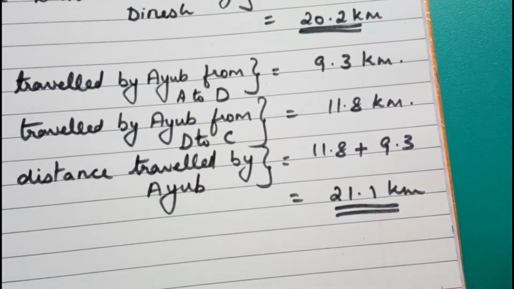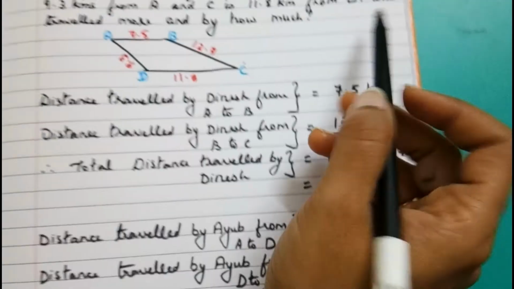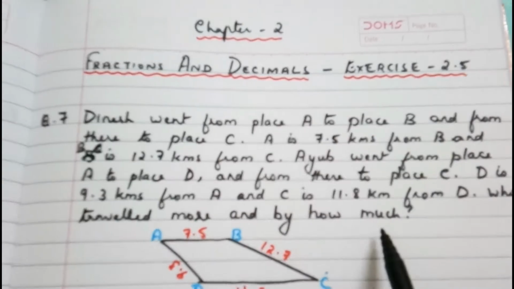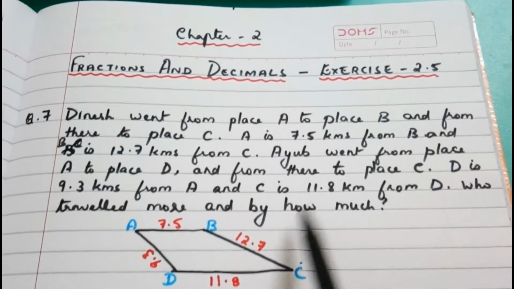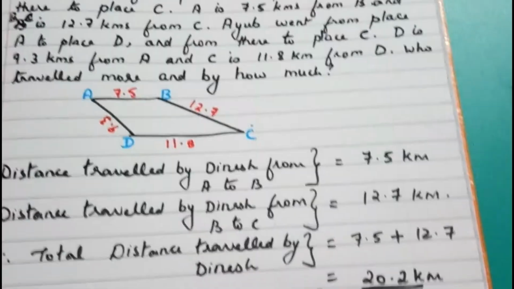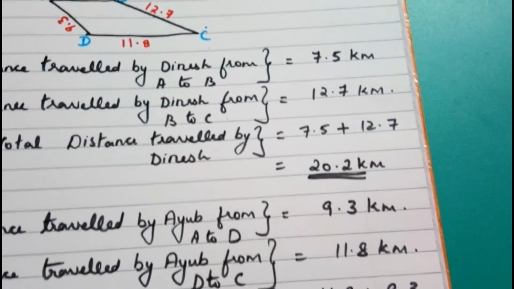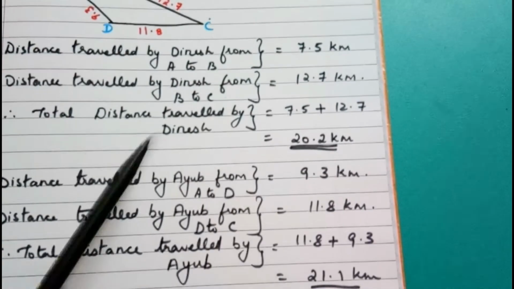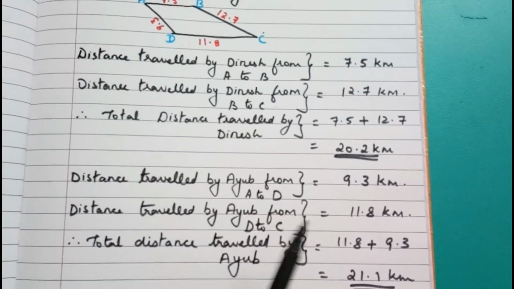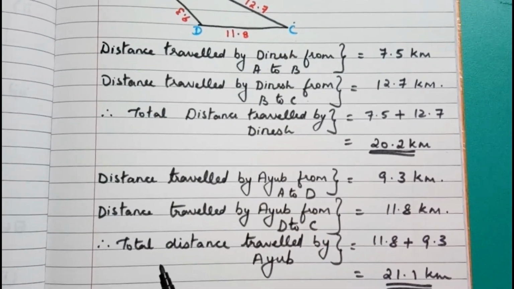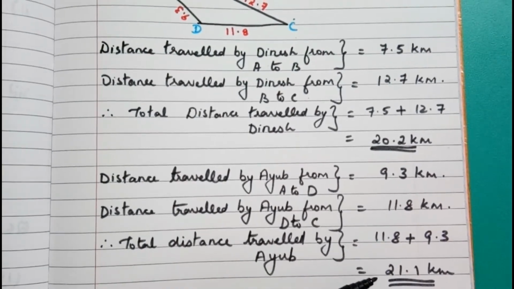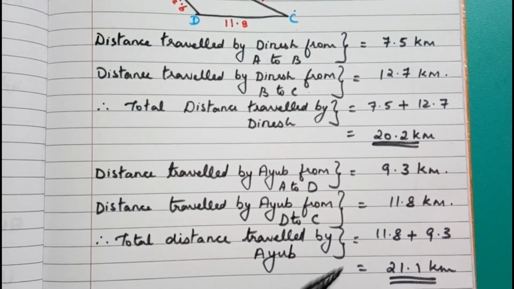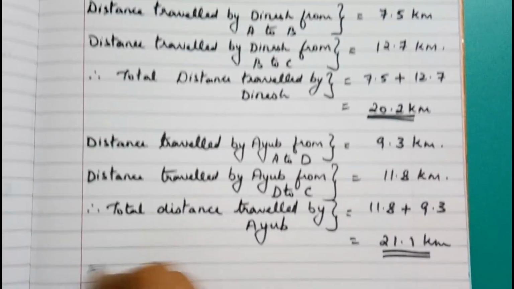kilometers. Okay, now what is the question asked here? Who traveled more and by how much. So how will we find who traveled more? We got the distance traveled by both of them, Dinesh as well as Ayub. Now the question asks us who traveled more and by how much distance they traveled more. So we will have to find the difference between the total distance traveled by both. So what will be the statement?